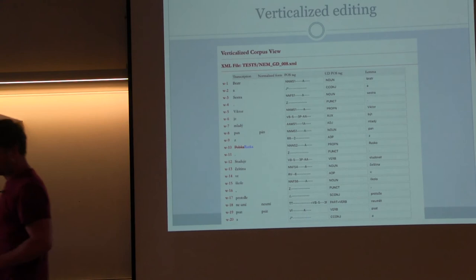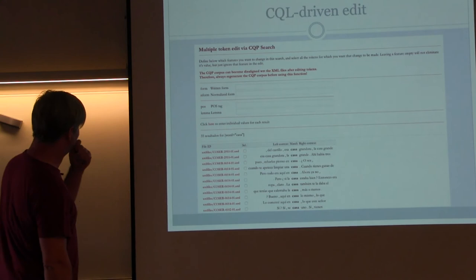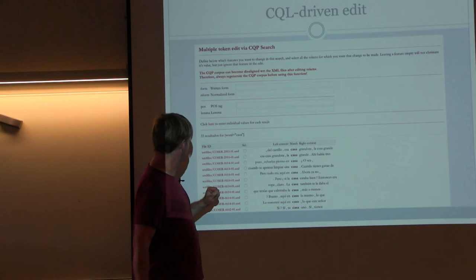But there's one tool that actually I'm particularly pleased with, which is combining CQP searches and corrections. So here, we look for the word casa, which is house in Portuguese. I didn't say that it had to be Portuguese, so I get both Portuguese and Spanish here. This is a mixed corpus, so you always have to be careful.